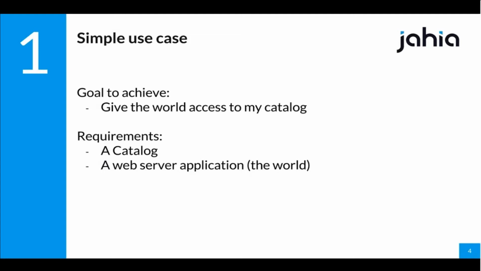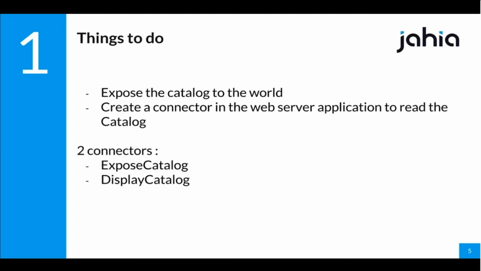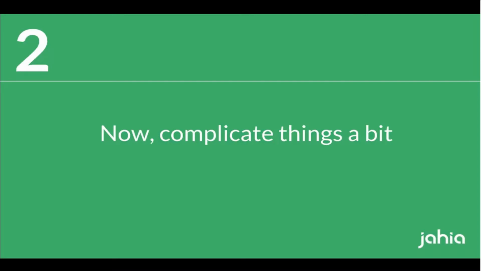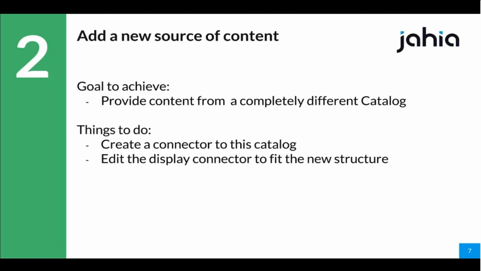So you need to have data, and you will need to have a web server. That's usually the simple use case. You just need to expose the catalog somehow, so develop a connector and then render that catalog in terms of HTML, and you will be able to display those data. That's a very simple case, but then things can get really complex quickly if you have multiple catalogs. For each catalog, you will have to create a new connector, and edit the display to fit this new structure.